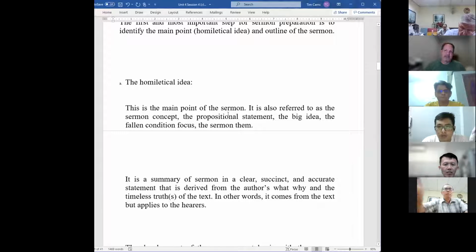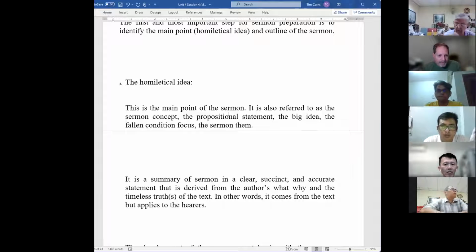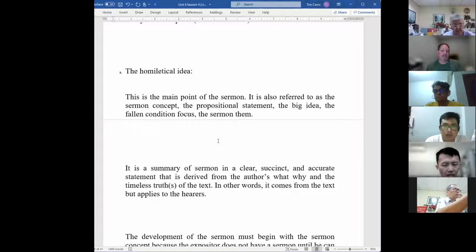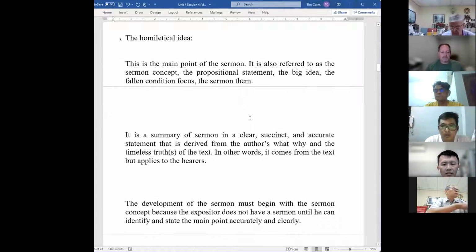It's called the homiletical idea. Some people call it the propositional statement. Chappelle calls it the fallen condition focus, the sermon point, the big idea. There's a lot of different terms that are used for this, but basically it's just a summary of your message in a clear, accurate, short statement that again is based upon the text and the timeless truths from that passage, but it applies to your hearers. And so the development of the sermon again must start there with the sermon concept, the homiletical idea.